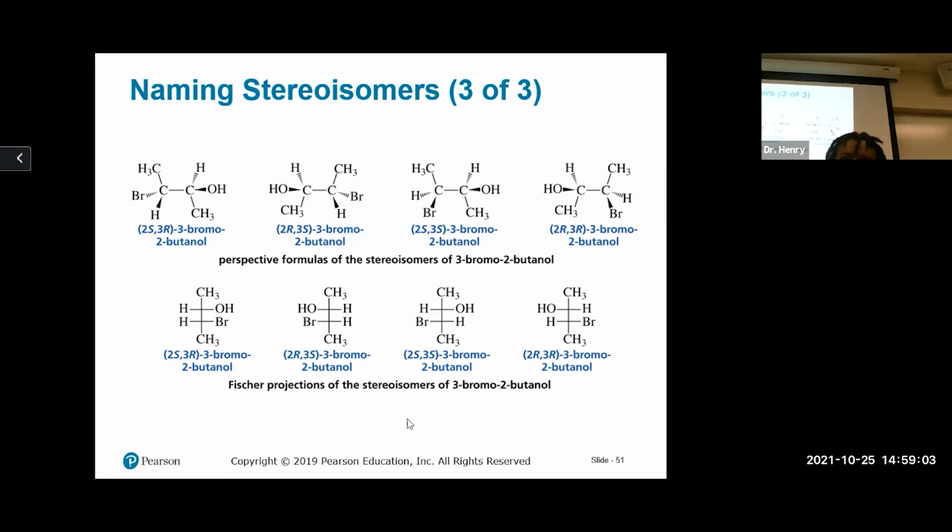Do you see the difference? Look at the Fischer projections. It makes it easier, at least for me. You can see that these are mirror images of each other, enantiomers. These are mirror images of each other, enantiomers. These are not mirror images of each other.